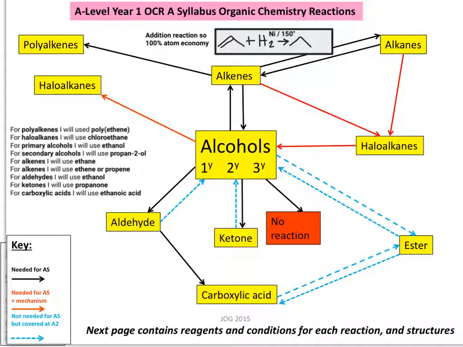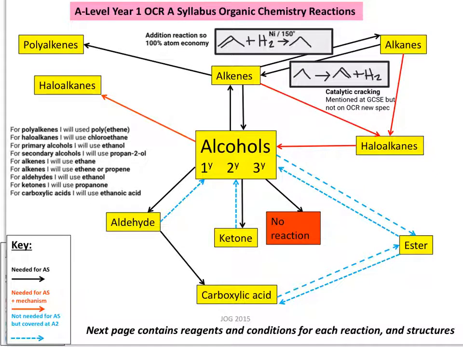So let's now move to alkanes going to alkenes. I'll only mention this one briefly because it's not on the OCR new spec, you don't have to learn it anymore. It's catalytic cracking. You might have heard of it at GCSE. The idea is that you break up longer chain hydrocarbons into smaller ones. Perhaps propane isn't the best example to use here. You'd usually get a long chain hydrocarbon break up into several smaller molecules, one of which will be an alkene, and you may have hydrogen given off, but it's generally when it's removed.